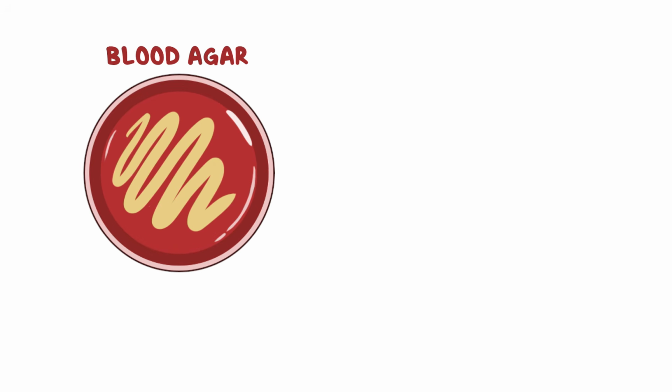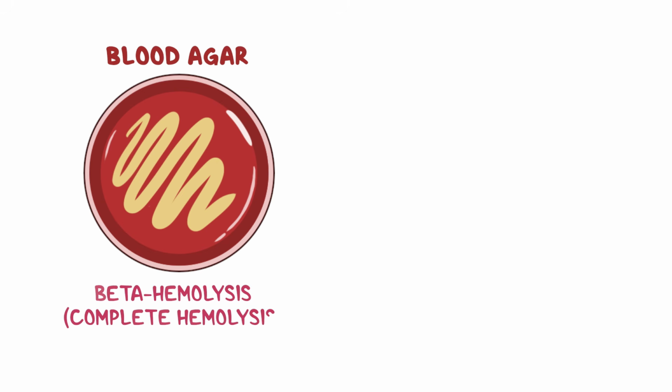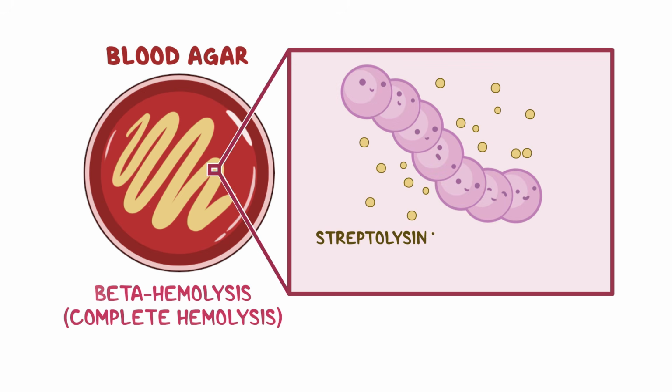When cultivated on a medium called blood agar, strep pyogenes colonies cause beta hemolysis, also called complete hemolysis. That's because strep pyogenes makes toxins known as streptolysins, which hydrolyze the hemoglobin in red blood cells to transparent yellow color byproducts.